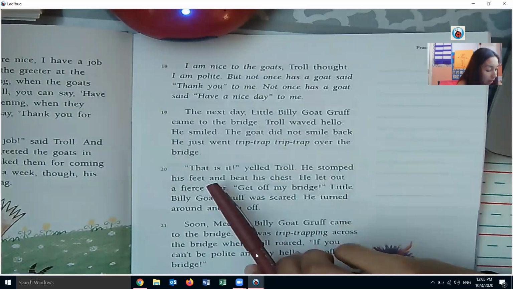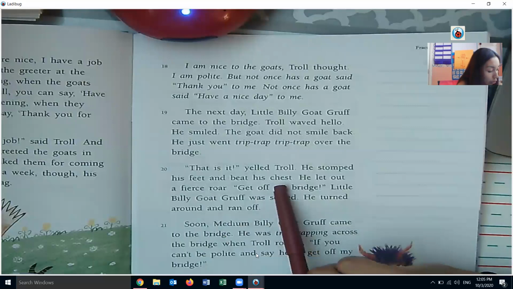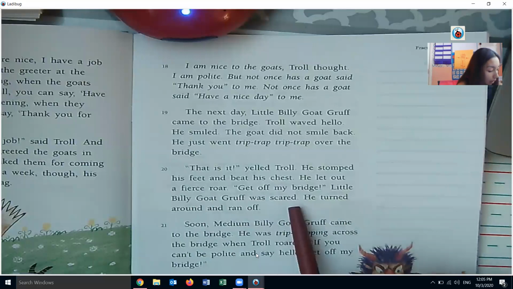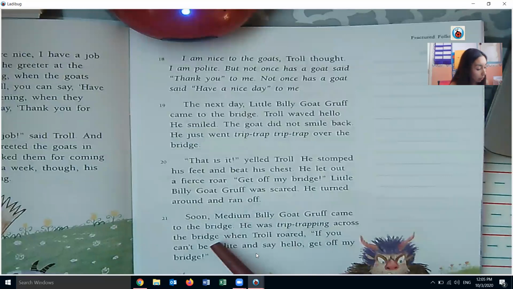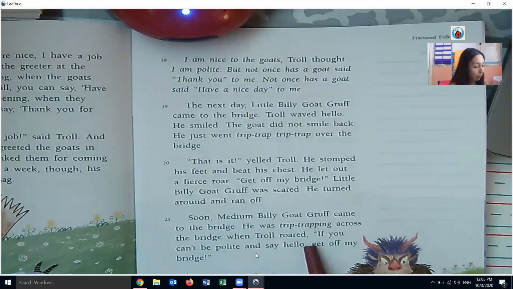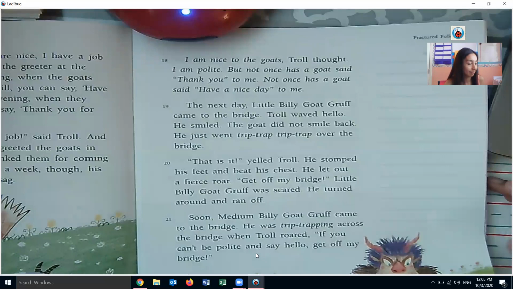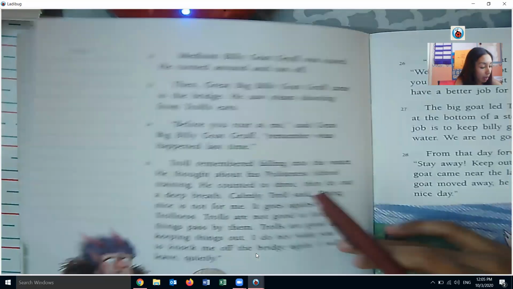"That is it," yelled Troll. He stomped his feet and beat his chest. He let out a fierce roar. "Get off my bridge." Little Billy Goat Gruff was so scared. He turned around and ran off. Soon, medium Billy Goat Gruff came to the bridge. He was trip-tropping across the bridge when Troll roared. "If you can't be polite and say hello, get off my bridge." Medium Billy Goat Gruff was scared. He turned around and ran off.